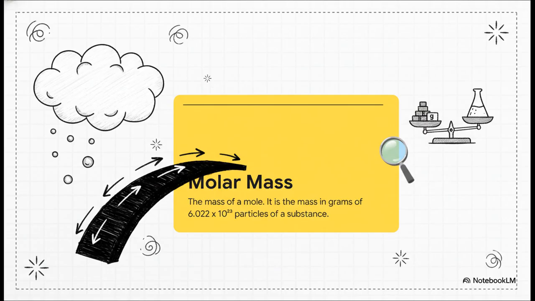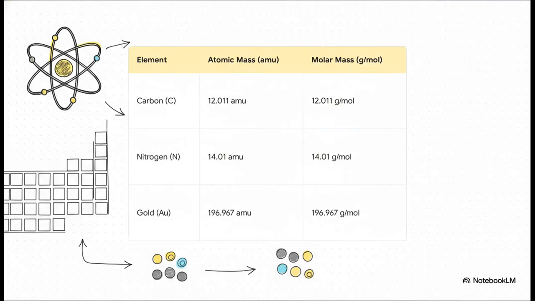It's the connection between the invisible world of counting atoms and the very visible, very real world of weighing things on a scale. Now, this is where the whole system becomes so elegant. It's beautiful, really. If you look up carbon on a periodic table, you'll see its atomic mass is about 12 atomic mass units, or AMU. Well, guess what its molar mass is? 12 grams per mole. Gold has an atomic mass of about 197 AMU. Its molar mass? 197 grams per mole.